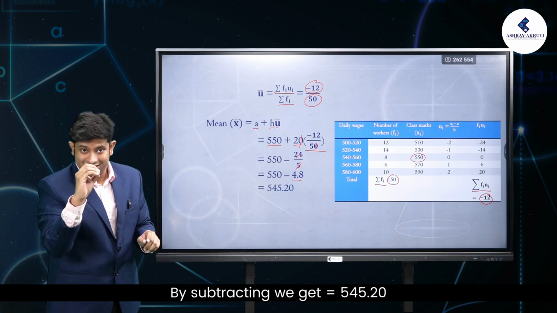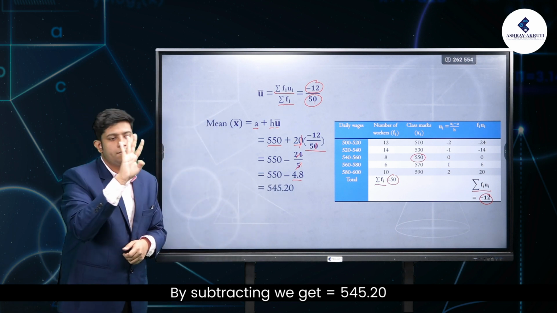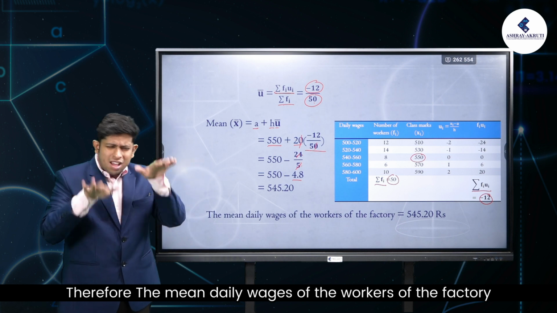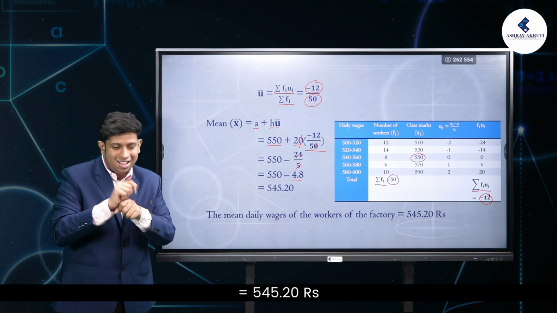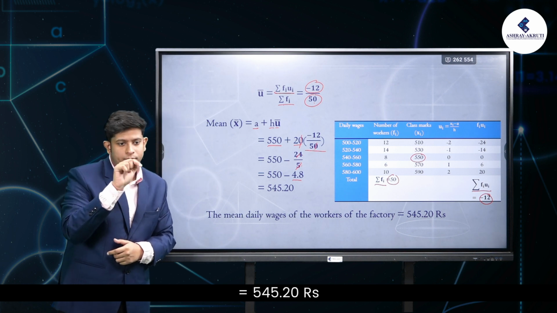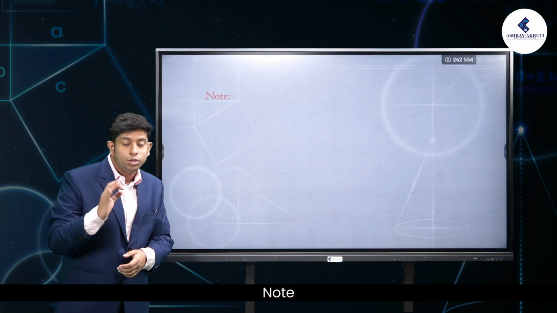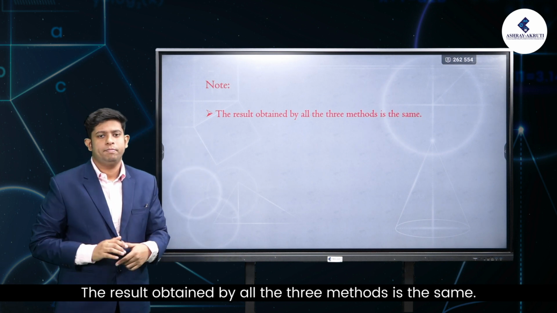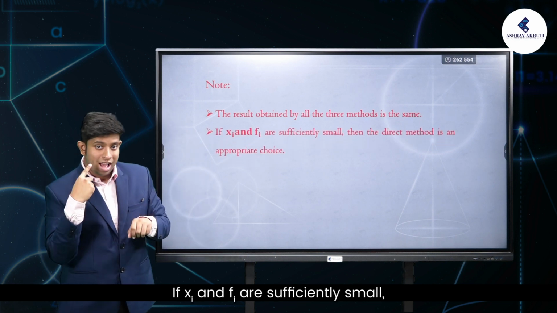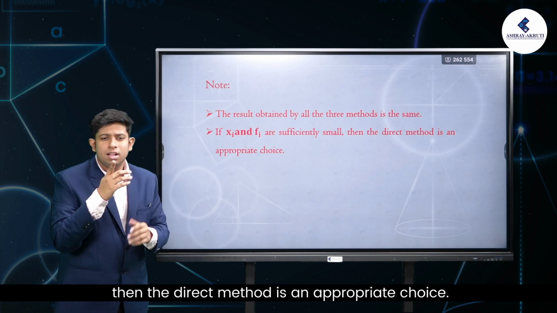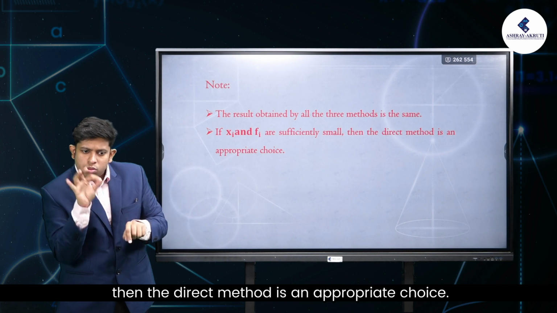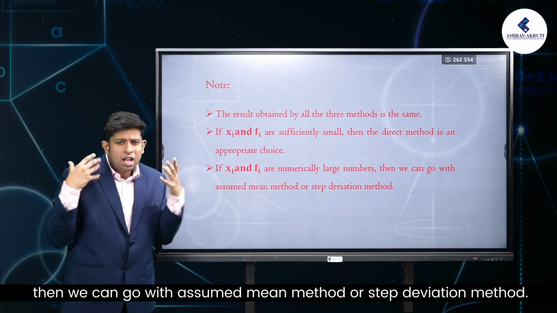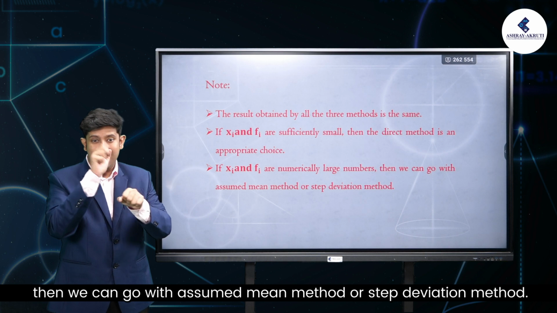By subtracting, we get 545.20. Therefore, the mean daily wages of the workers of the factory is 545.20 rupees. Note, the result obtained by all the three methods is the same. If xi and fi are sufficiently small, then the direct method is an appropriate choice. If xi and fi are numerically large numbers, then we can go with the assumed mean method or step deviation method.